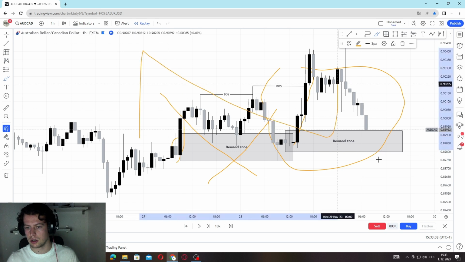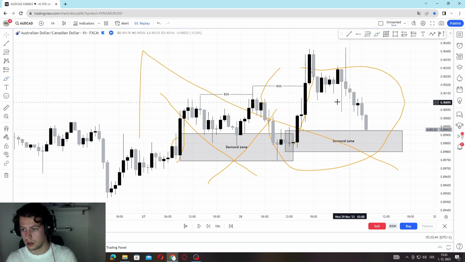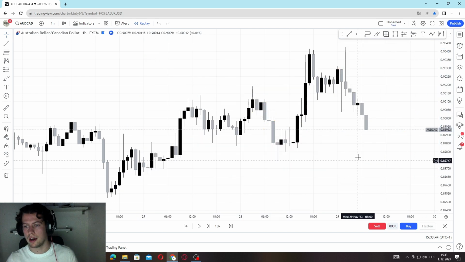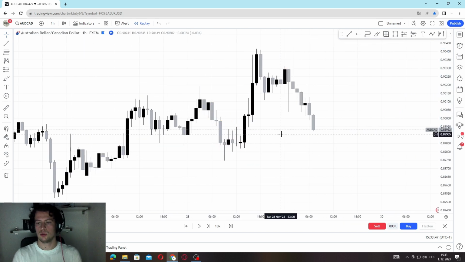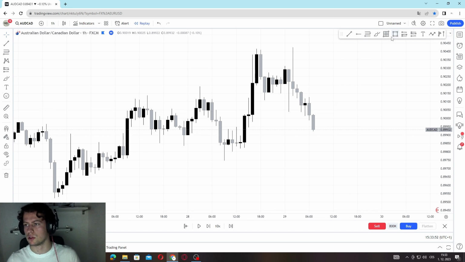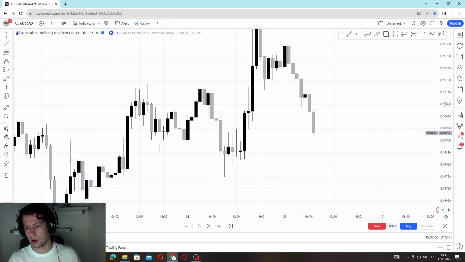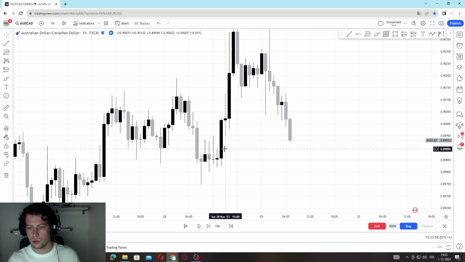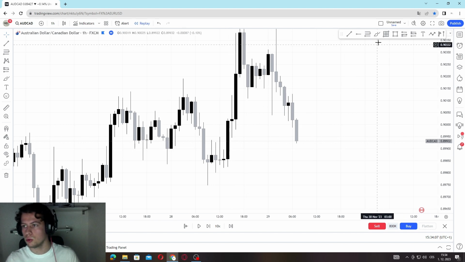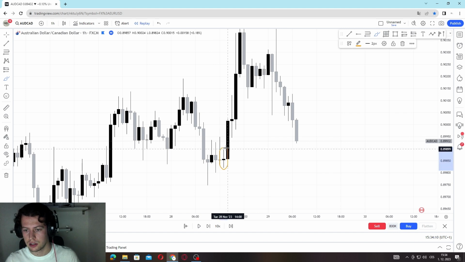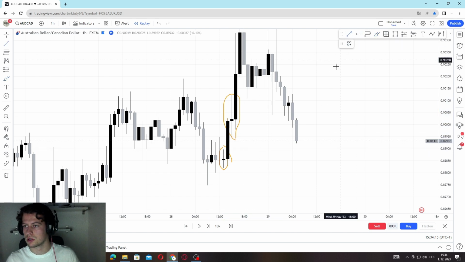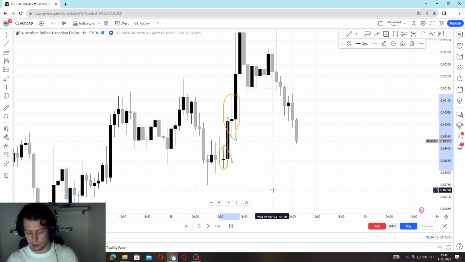What is also nice is to look for imbalances or fair value gaps in your demand zones. A fair value gap or imbalance is when you have a space between two or three candles. I will explain it. You have this candle, you have this big candle, and you have this candle. Maybe I will just use this. It will be better for you.